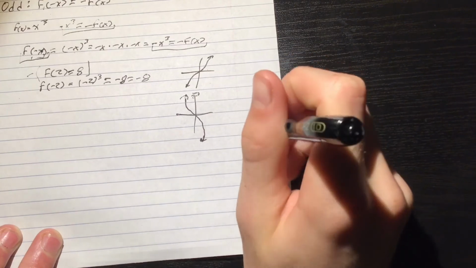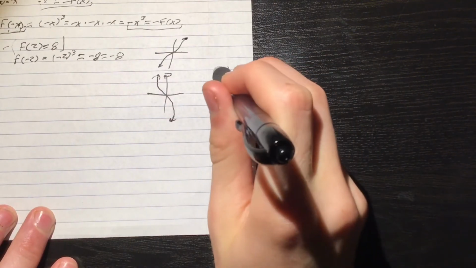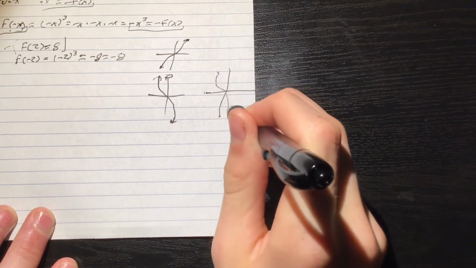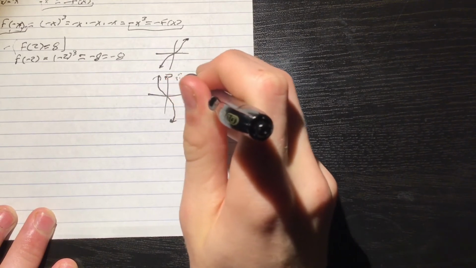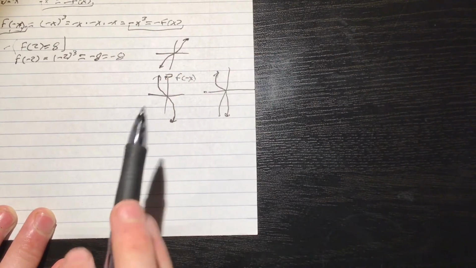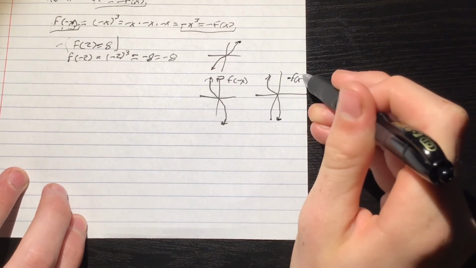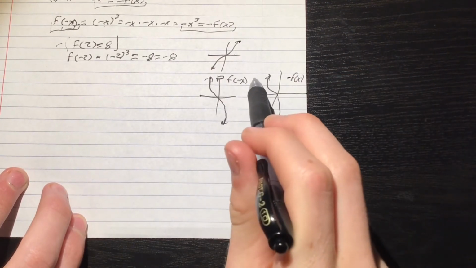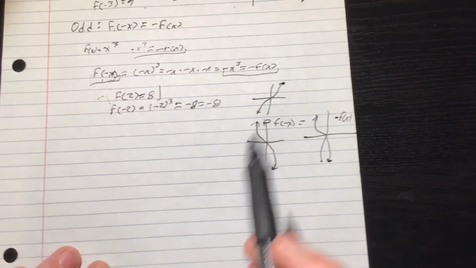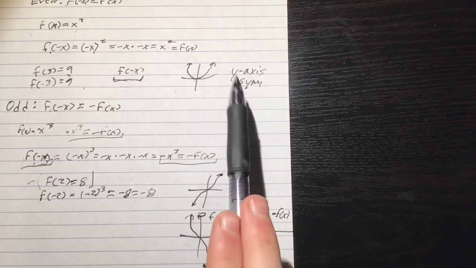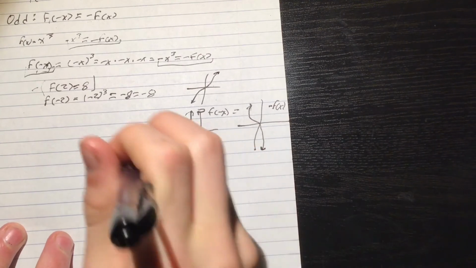So if we did that down here, if we were to flip this upside down, it would look exactly the same. So this is an odd function because if this is f of negative x, or reflecting it over the y-axis, and this is negative f of x, or reflecting it over the x-axis, these two are the same thing, which is another reason that this is an odd function. So similar to how this has y-axis symmetry, this one has origin symmetry.